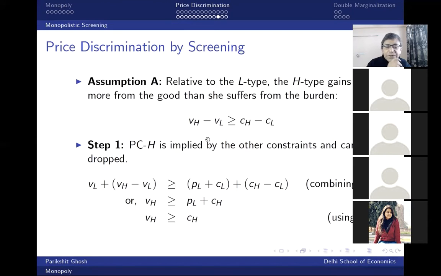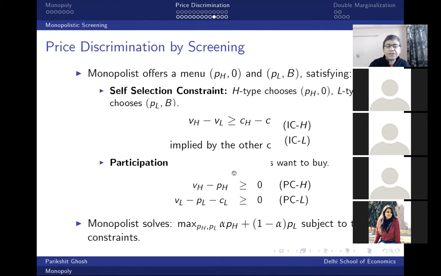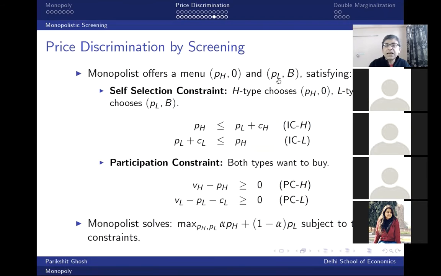The outline of the argument is as follows. Suppose the participation constraint of the low type is satisfied, as well as the incentive constraint of the low type. So that means the low type will take this deal, the lower price deal with the burden attached to it, and will be happy to purchase under this deal, right?